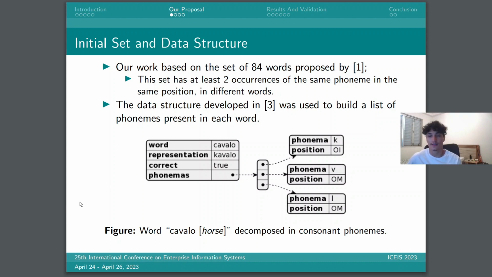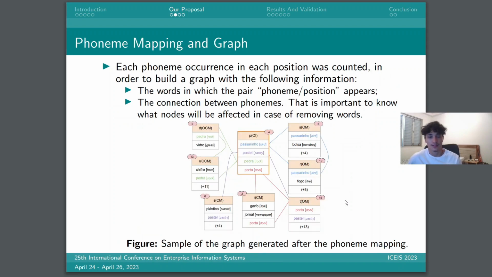So here we have the word cavalo, decomposed in 3 phonemes, K, V, and L. So the first step was to do a phoneme mapping and a graph.